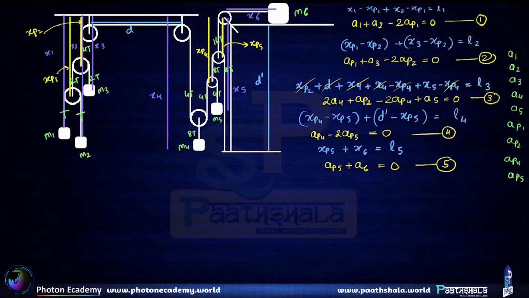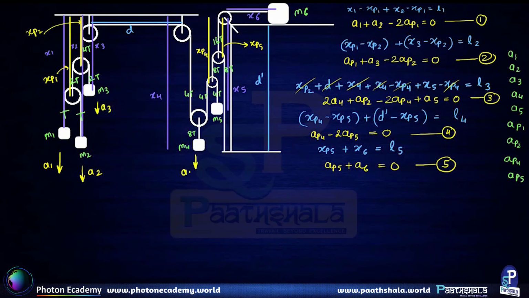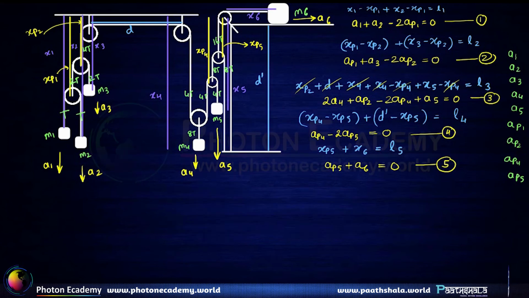Now let us choose a direction for the acceleration of all the masses. For the mass M1, I am choosing A1 as the away going direction from the rigid support. So this is A2, this is A3, this is A4, this is A5, and for this we'll have to write down a counterintuitive equation with A6 as the away going direction. So let us write down the 6 equations for all the 6 masses. Those equations come out like so.